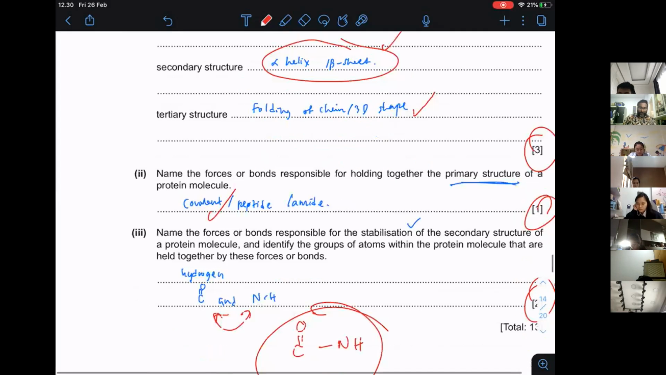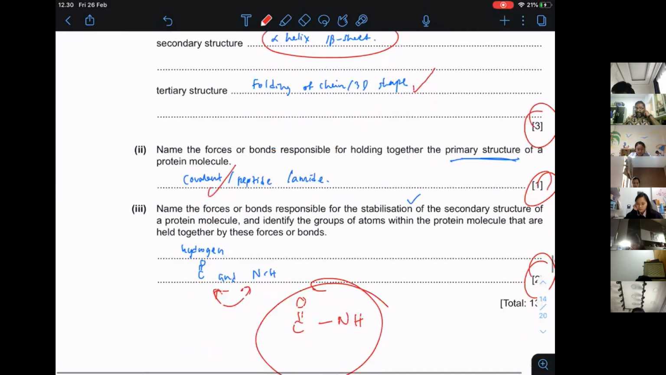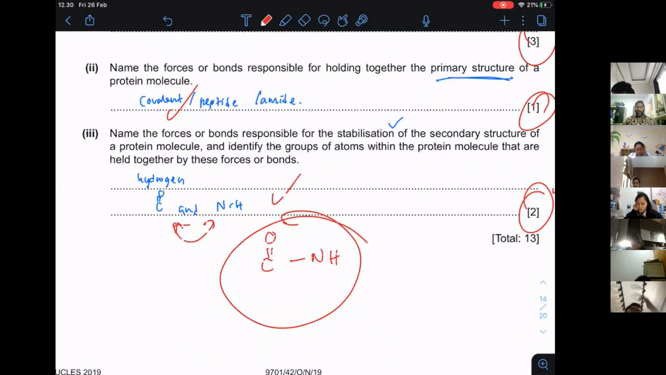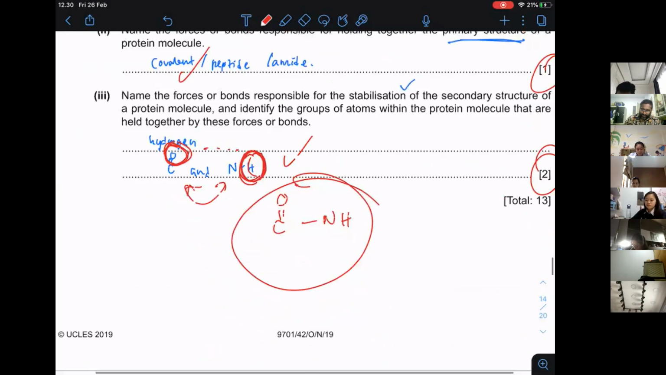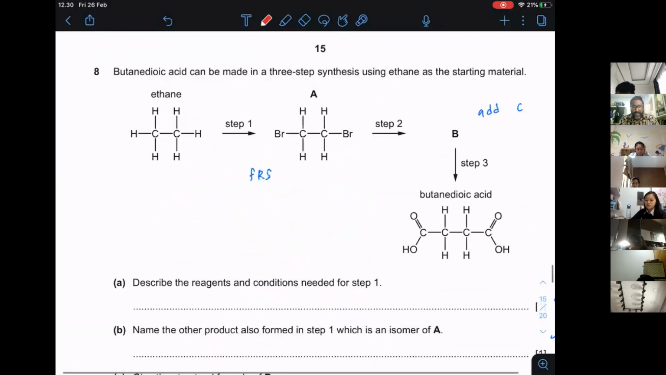Here, name the forces I already mentioned to you. It's hydrogen bonding. It's a bonding between CO from one molecule to NH of another molecule. So we are talking about generally this H with O. It's the bonding between H and O. So they are going to give you the hydrogen bonding. Next, number 8.